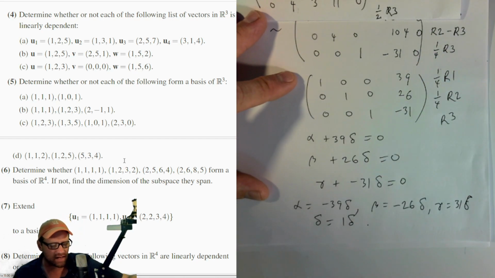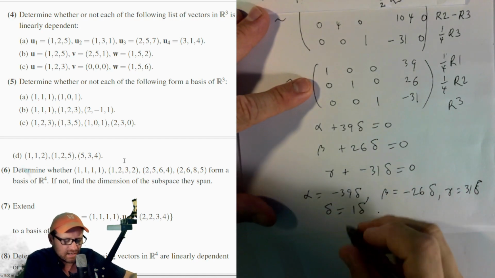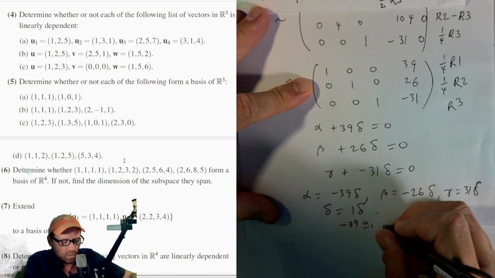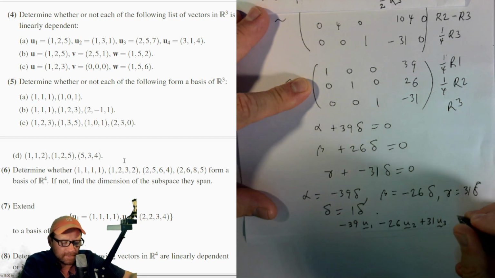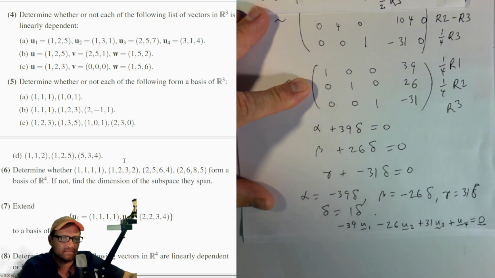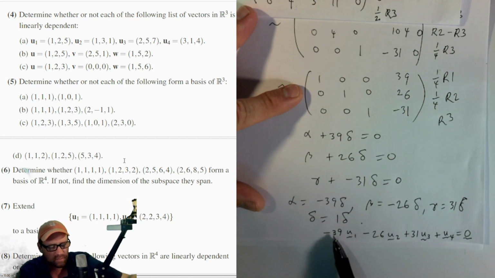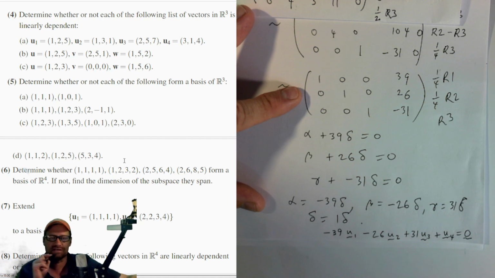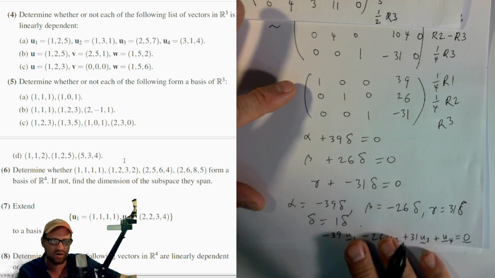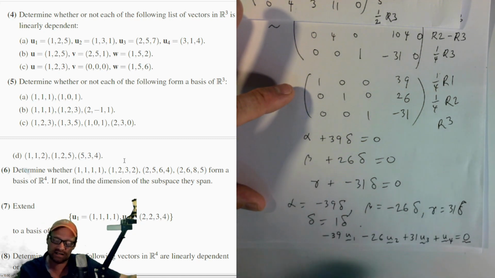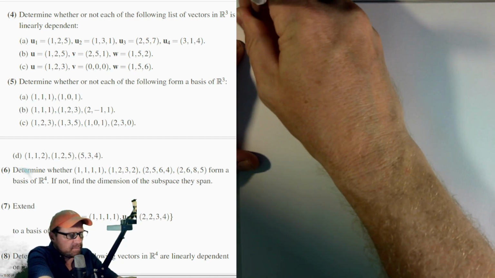Okay, now going back to that equation, assuming delta is non-zero, we can divide throughout by delta. And so this tells us then that minus 39 U1 minus 26 U2 plus 31 U3 plus U4 is the 0 vector. And so then we see that the vectors U1, U2, U3, U4 are linearly dependent because these coefficients here are not all forced to be 0. And in fact, U4 depends on U1, U2, U3 because we can take these over to the other side of the equation and express U4 in terms of U1, U2, and U3. So they're dependent.